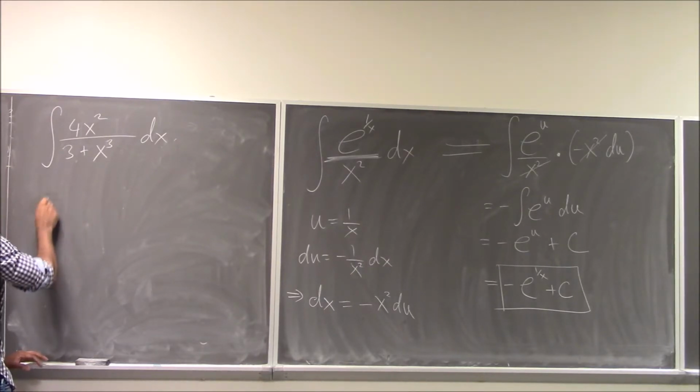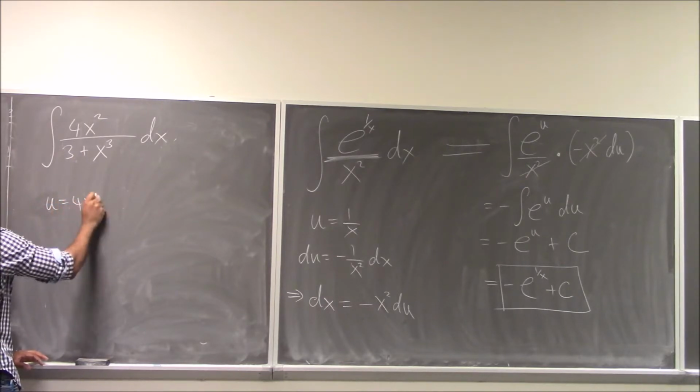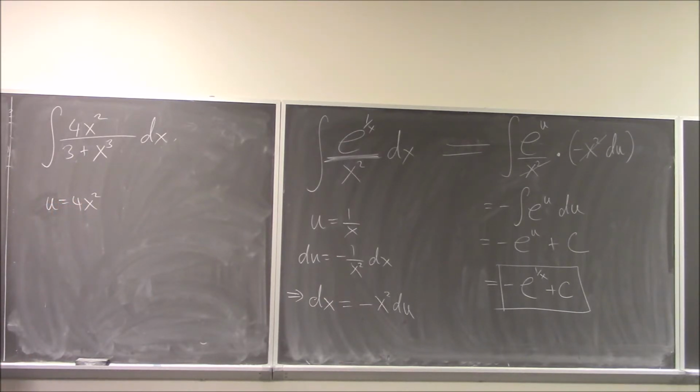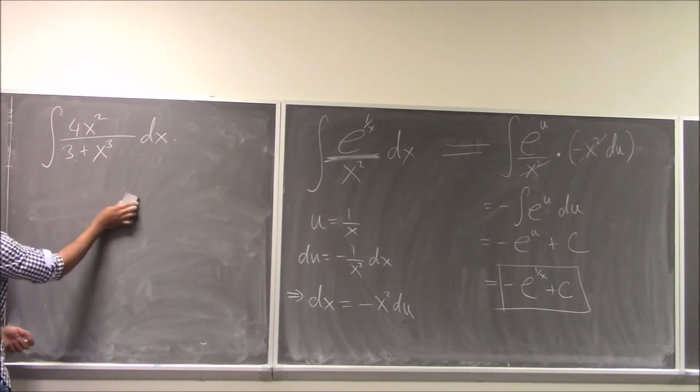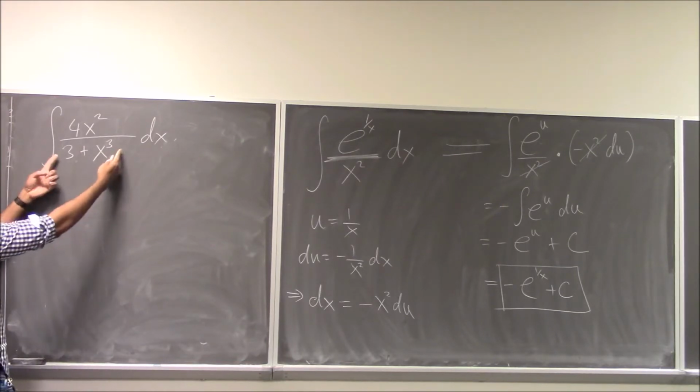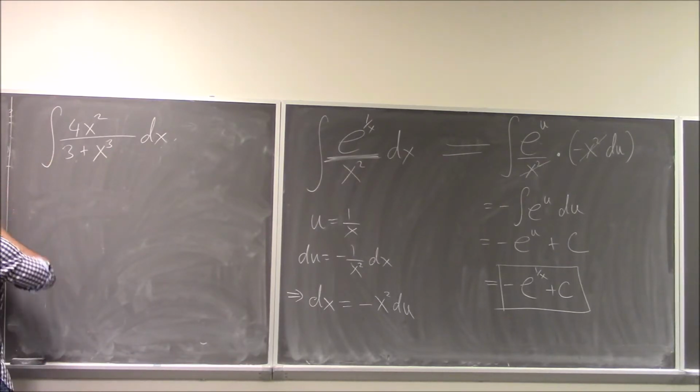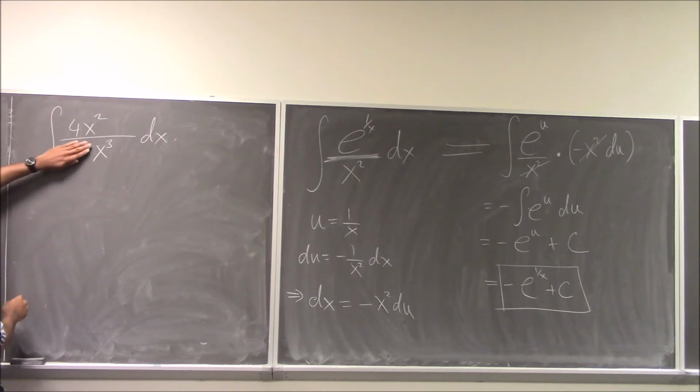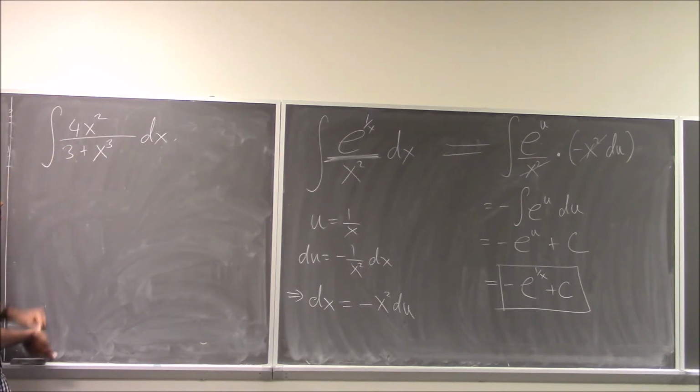Maybe u equals 4x squared. Good option. Alright, the derivative wouldn't work. Okay, so the denominator is making it complicated because there's a sum in the denominator. If it was just a single term in the denominator, I could just use algebra and simplify it, but the sum makes it complicated.